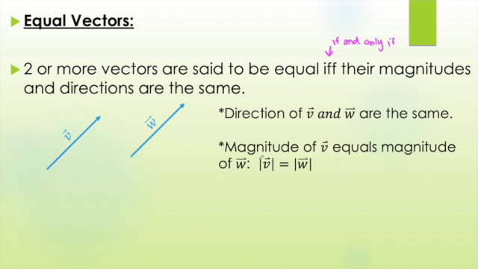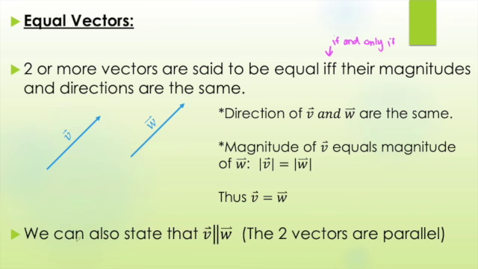So therefore you say the absolute value of v is equal to the absolute value of w. Thus v is equal to w. Direction has to be the same, magnitude has to be the same. You can also state that v, those 2 lines, is parallel to w. So the 2 vectors are parallel. So we can state all of that for these to be equal.